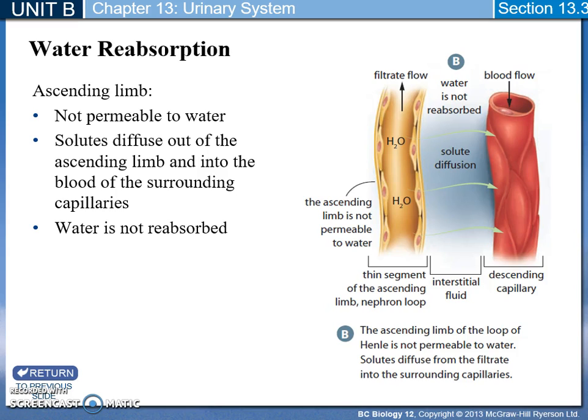The ascending limb, however, is not permeable to water, and so solutes diffuse out of the ascending limb and into the blood of the surrounding capillaries. Water is not reabsorbed at this part of the loop of Henle.